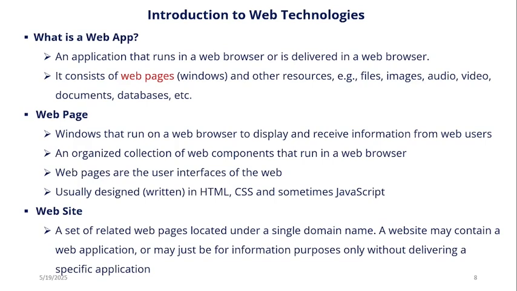A website is a set of related pages located under a single domain name. A website may contain a web application or may just be for information purposes without delivering a specific application. For instance, if someone creates a web page that just shows this is his photo, this is his address, this is his phone number. There are some people that do business like that. This is my business. This is my name. This is my address. This is my number. This is what I do. If you want me to do something for you, call this number. So that is a simple website. Facebook has a website. Even a single page website is also a website. As long as people can go there to do something, it is a website.